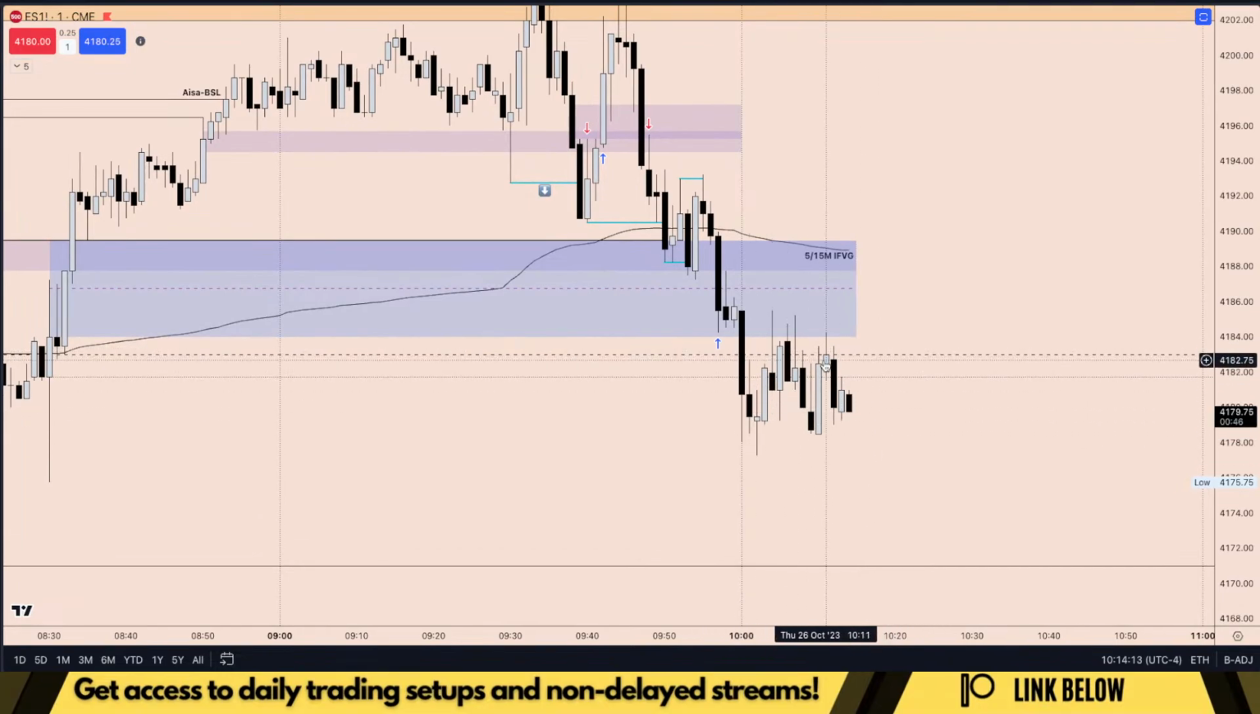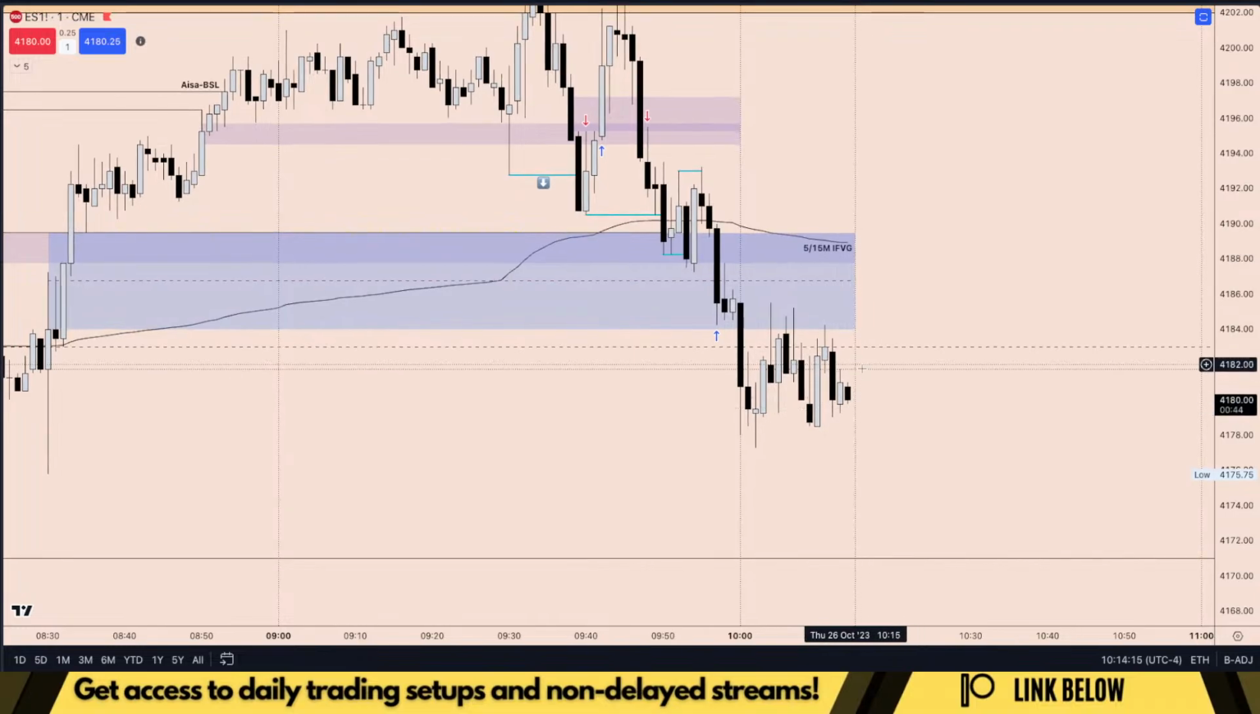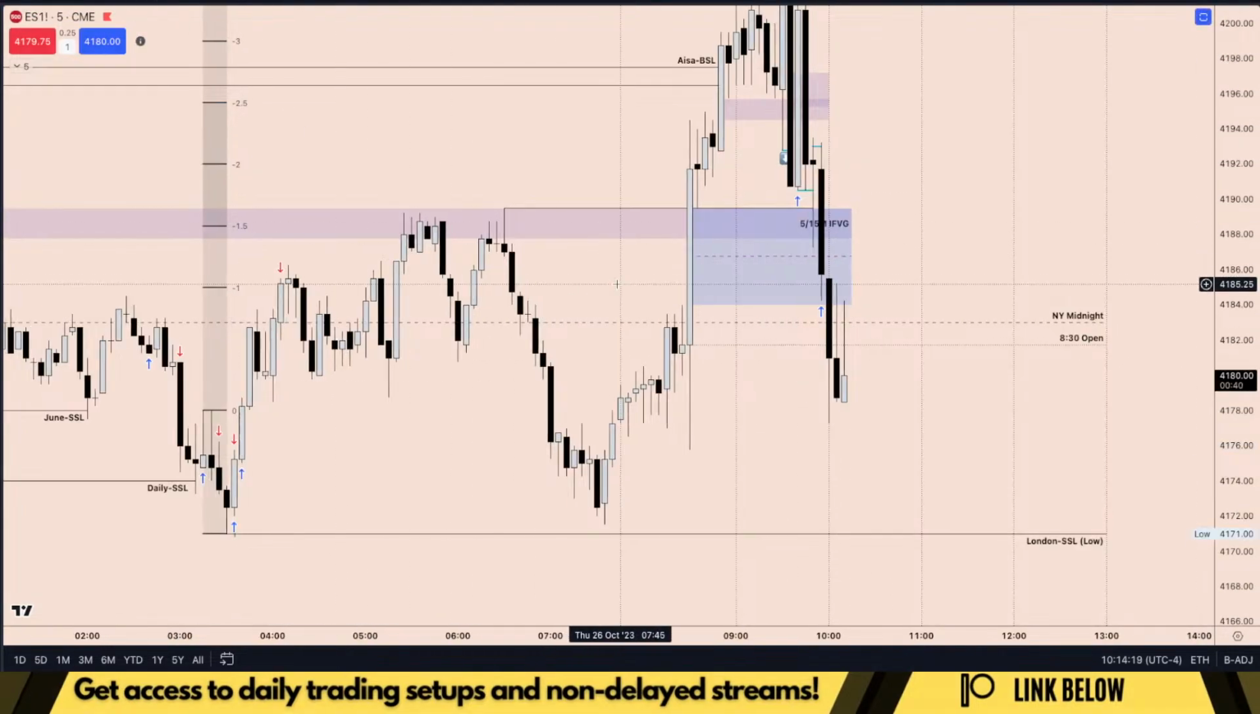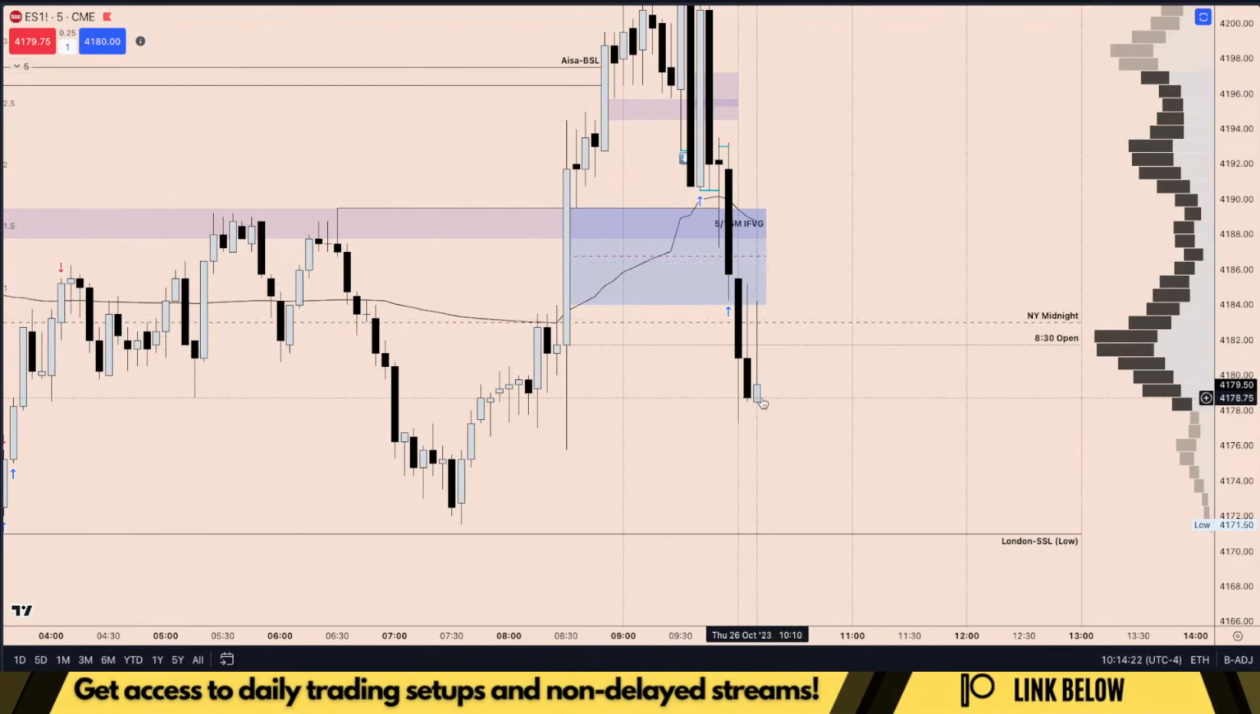So seeing that we keep on rejecting from the midnight level and at 8:30 consolidating below it, check the higher time frame. On the 5-minute we're below it. We try to retrace into this inversion fair value gap. So I think we should see the 8:30 low being taken and also the London session sell side.